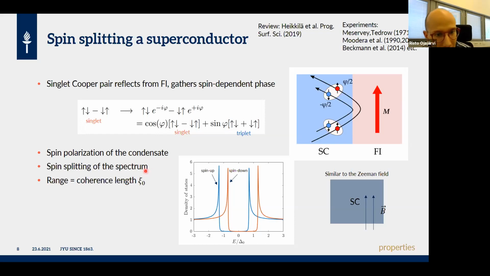And now the presence of the triplets simply shows up in the density of states as a spin splitting. At the Fermi surface, this density of states is split into spin-up and spin-down bands, which are separated by some exchange energy. This is very similar to what happens if you have a thin film superconductor and put an in-plane magnetic field there, which will also split the density of states.